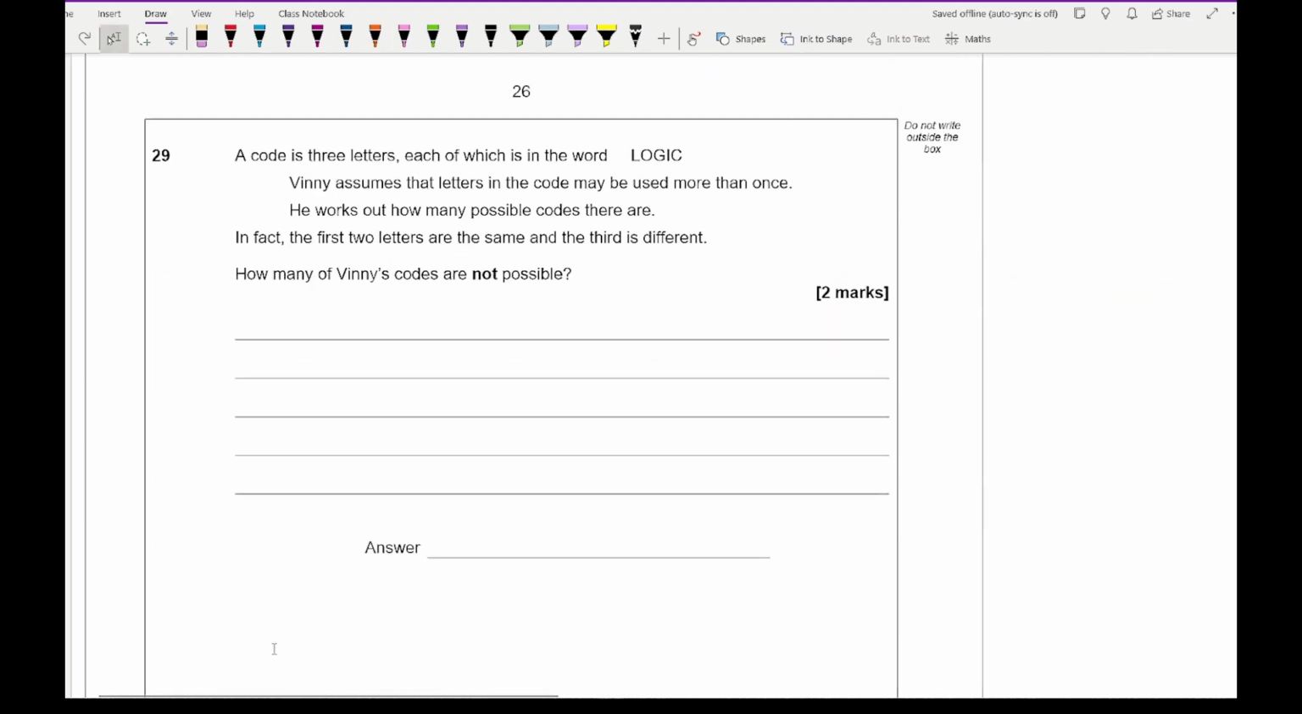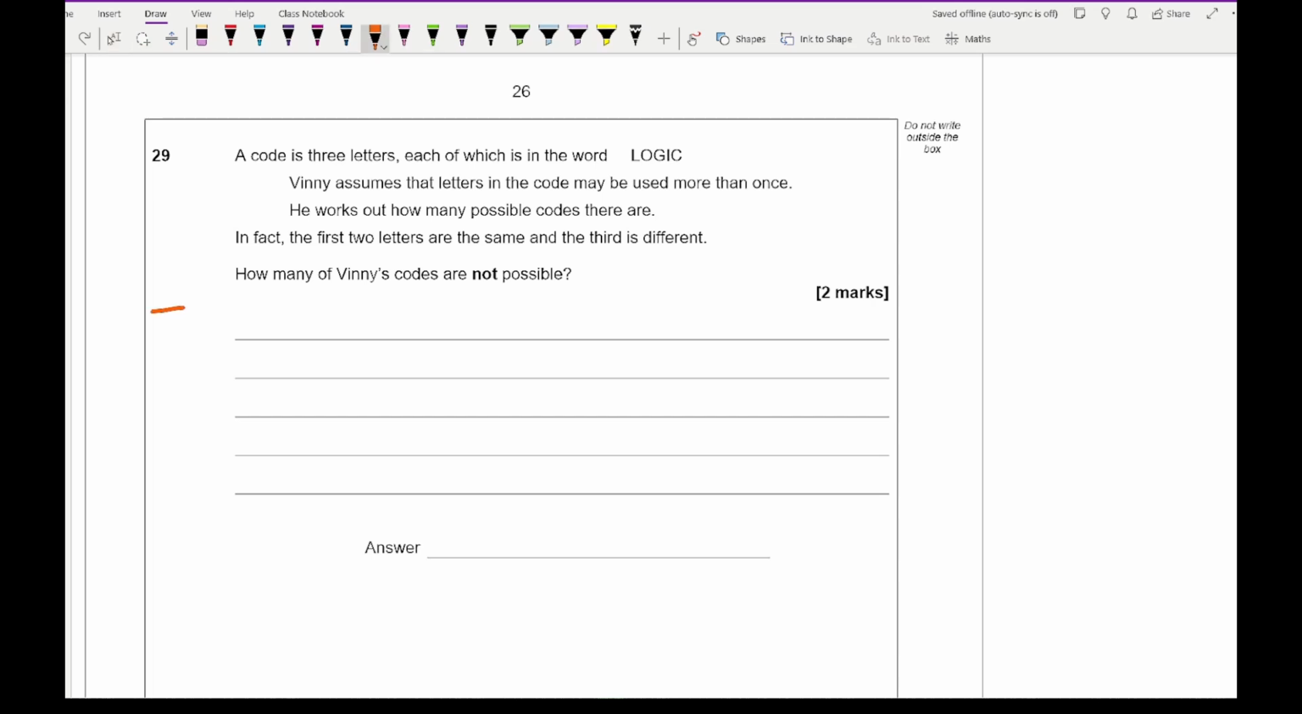Then moving on to question 29, which I believe is our last question. It says that a code is 3 letters, each of which is in the word Logic. Vinny assumes that the letters in the code may be used more than once. He works out how many possible codes there are. In fact, the first 2 letters are the same and the third is different. How many different codes are not possible? So let's have a look at this then.